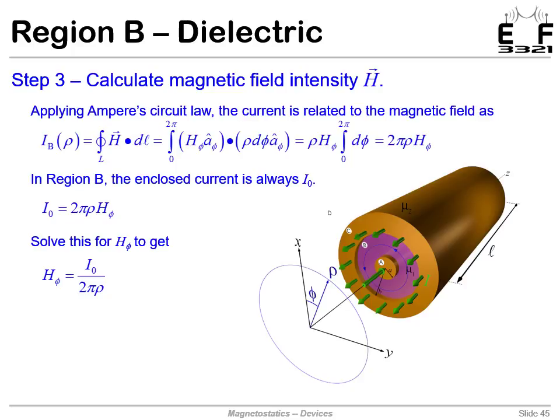So we see that the magnetic field gets a little bit less intense as we move away from the inner conductor. And we can write that in vector form. So this is the magnetic field in region B. And that was easy because we weren't slicing through a current. And now in the next step, when we move to region C, we're back to this problem again where we're slicing through a current, and it'll be a little bit more complicated.